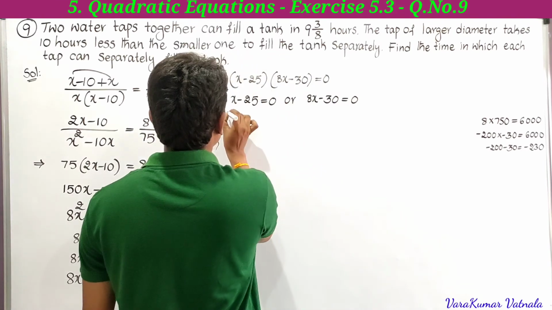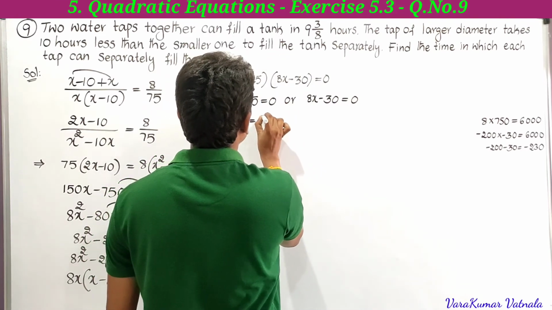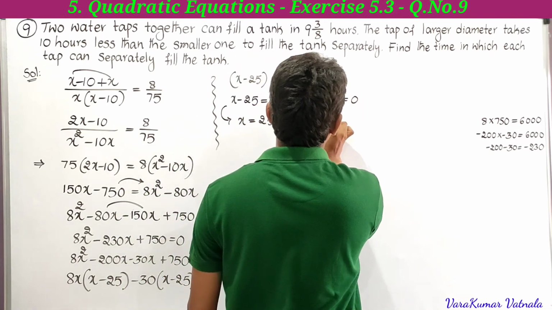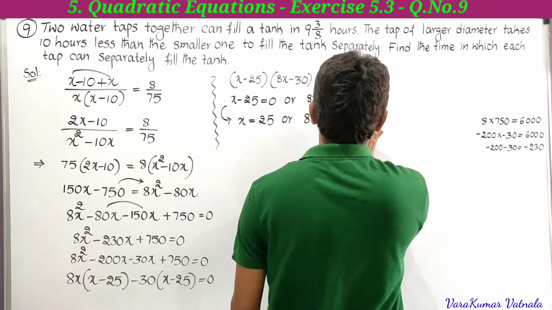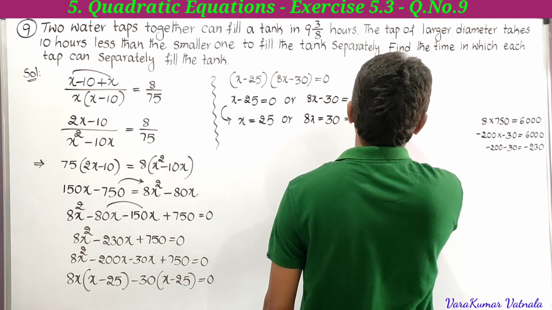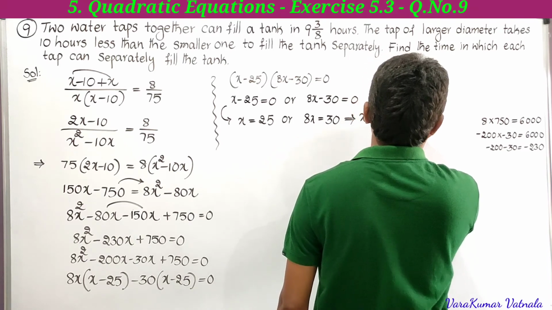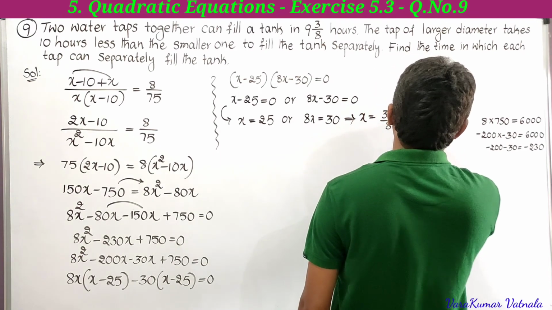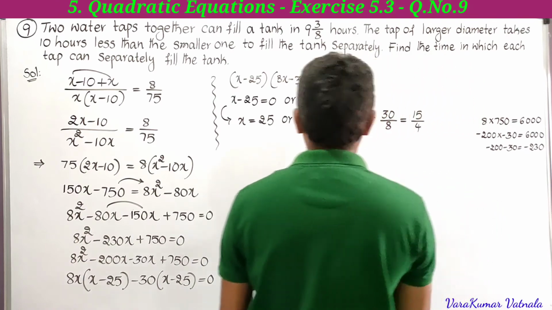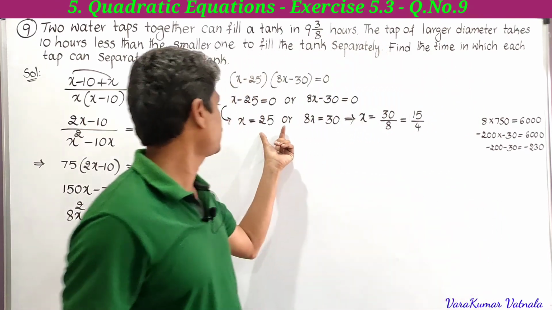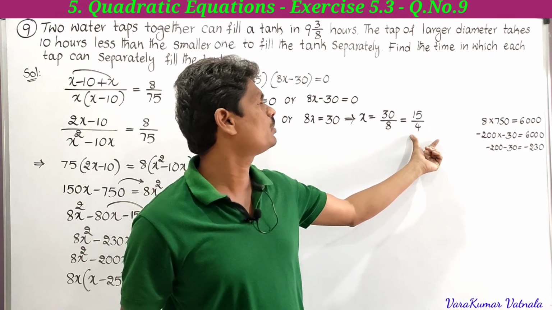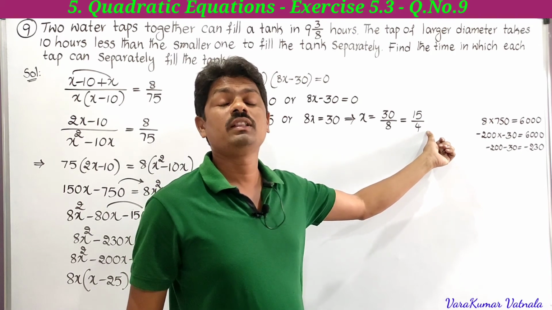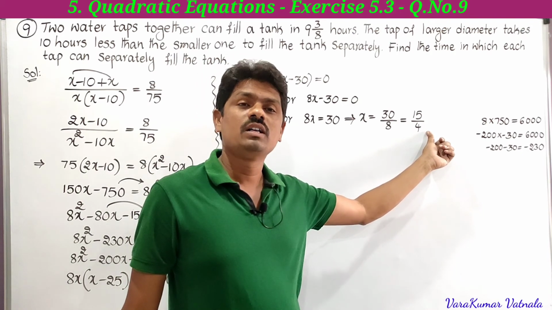So now take minus 25 to the right side, we get x is equal to plus 25. Or here take minus 30 to the right side, we get 8x equal to plus 30. From this we get x is equal to 30 divided by 8. Cancel by 2, so we get 15 by 4, which is 3.75. So we have two values for x: x is equal to 25 and x is equal to 15 by 4. Here 15 by 4 is 3.75, but the difference between the times is 10 hours.